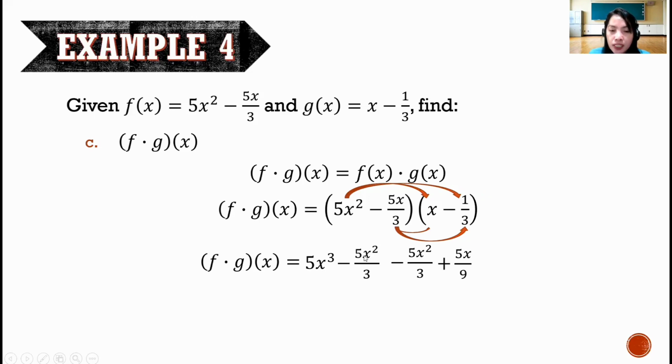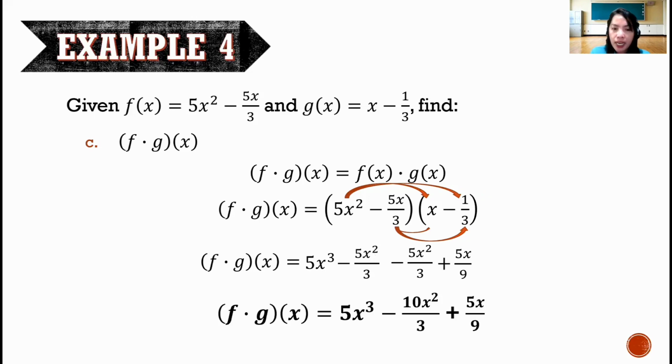Since ang exponent nitong dalawa sa second and third term ay pareho, which is 2, pwede pa natin siyang i-combine. So 5x cubed, negative, negative, so copy the negative. Pareho lang naman yung variable and exponent nila. So copy variable x and then the exponent 2. And then add 5 and 5. That is 10. Sa pag-subtract and pag-add, kapag fraction, all you have to do is to copy the denominator of the fraction.